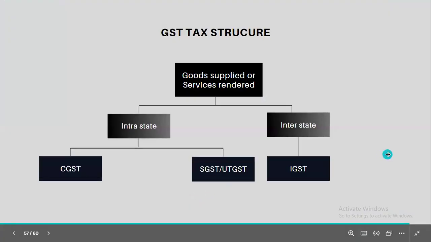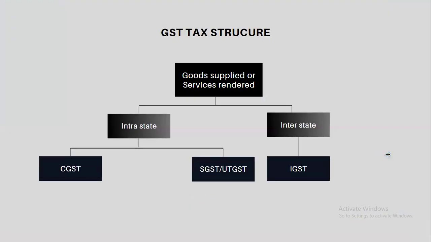Next, the GST tax structure. Yes, we supply goods and services in two modes, intrastate or interstate. What is intrastate? If the supply of goods and services takes place within the state, that is nothing but intrastate. So under intrastate we need to pay two taxes, CGST and SGST.